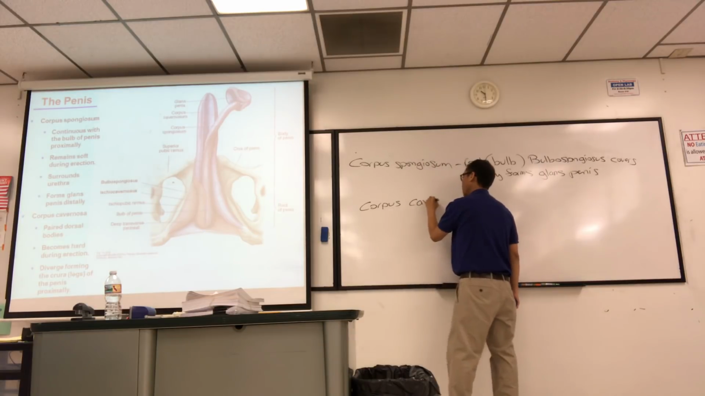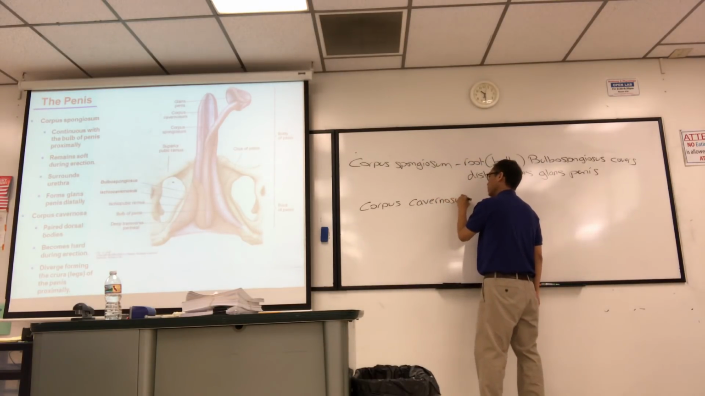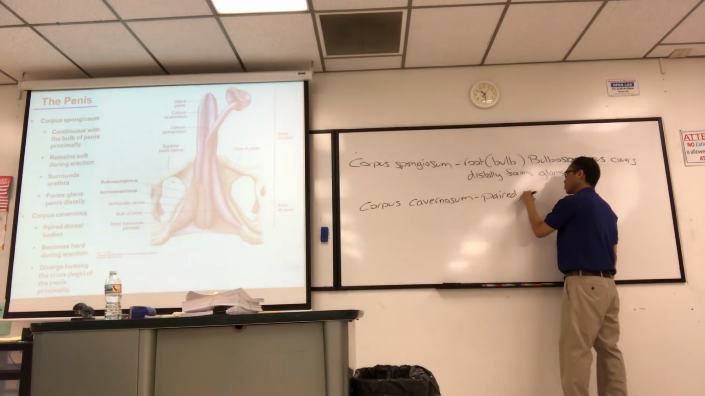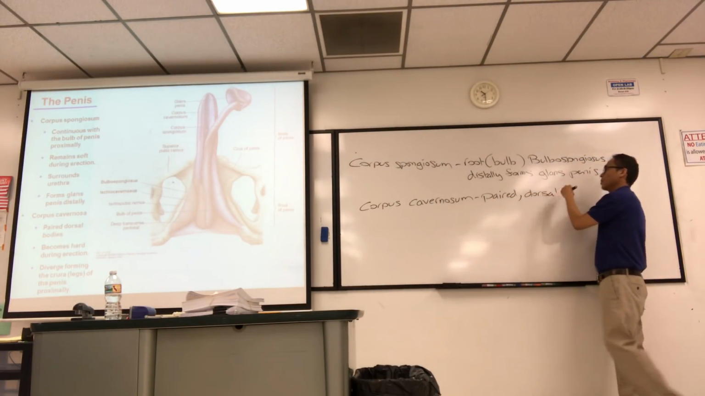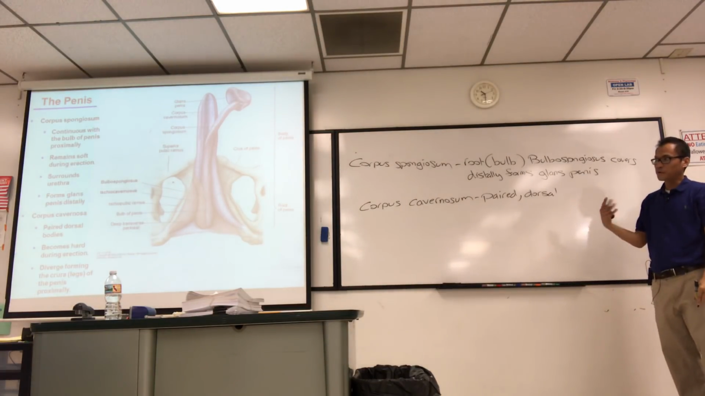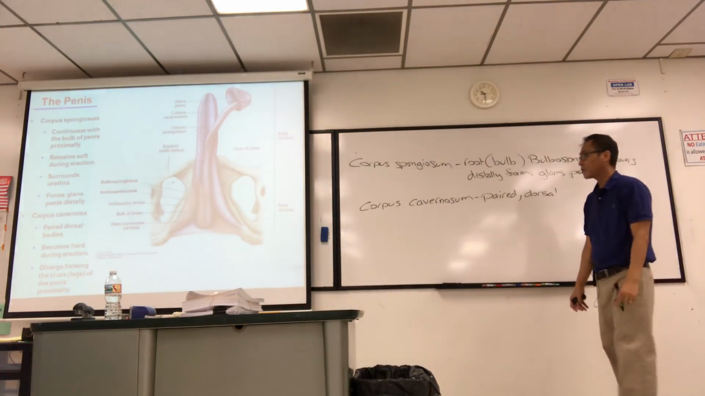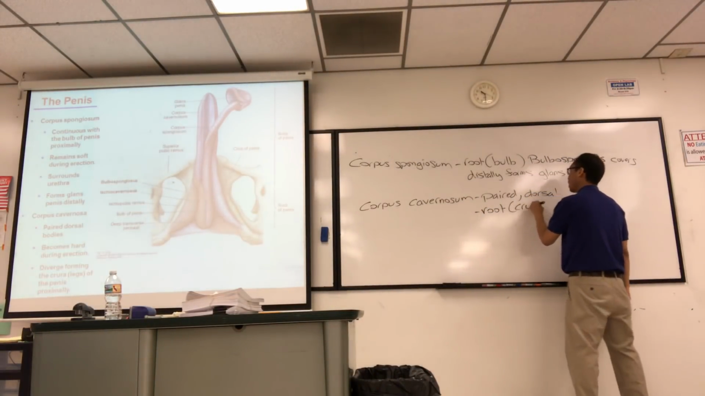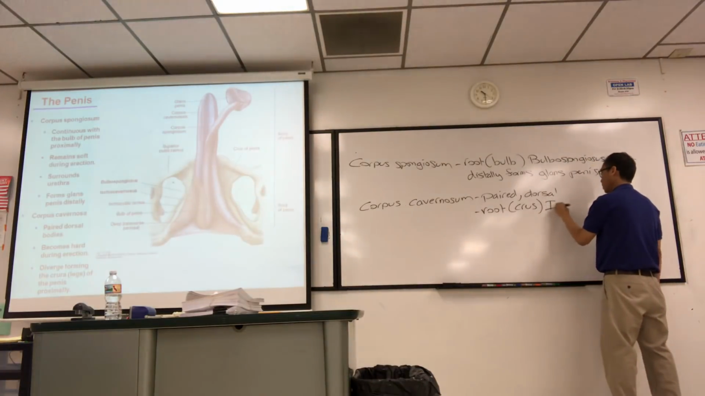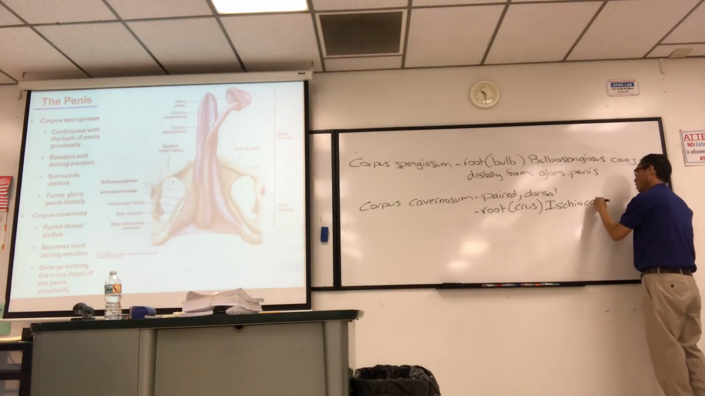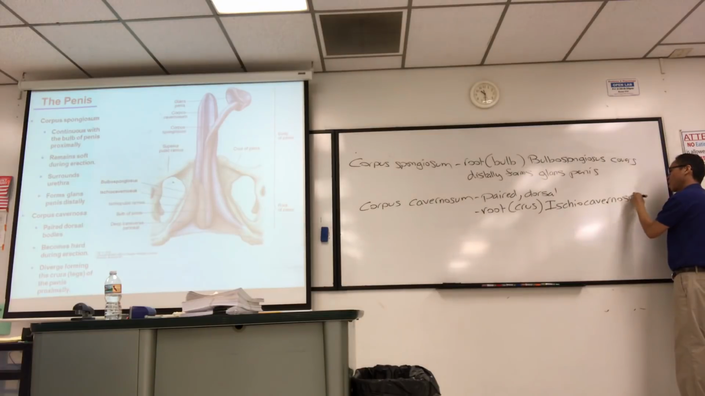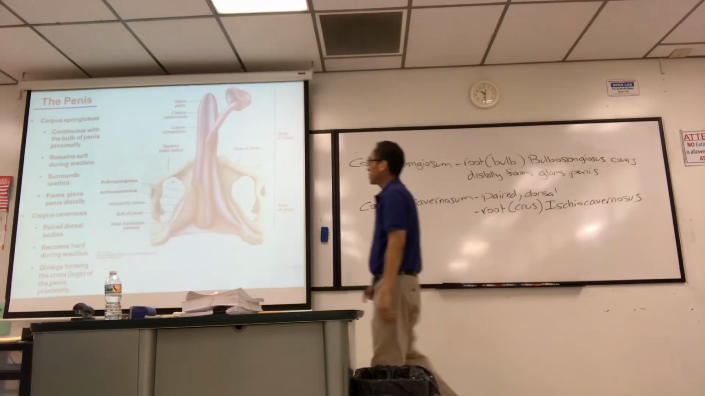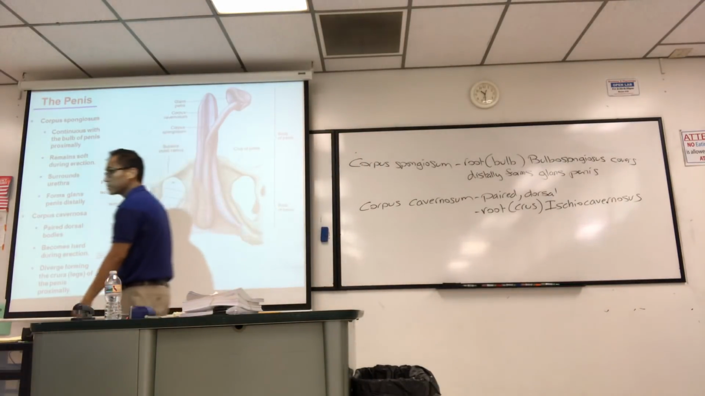Corpus cavernosum, remember it's described as being paired and dorsal. And at the root, you have the crura, which are covered with ischiocavernosus. So it's not the root, the part that's attached. The rest of it is just called the body of the penis.